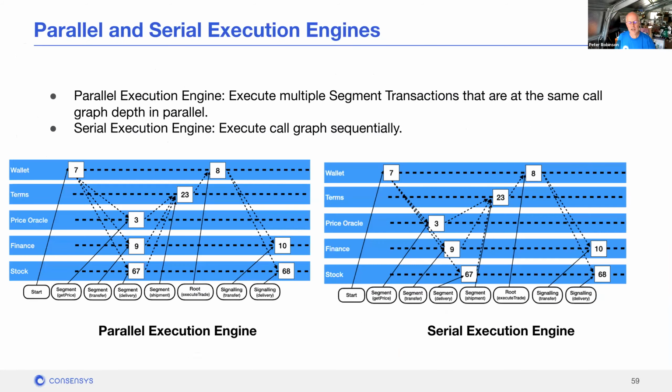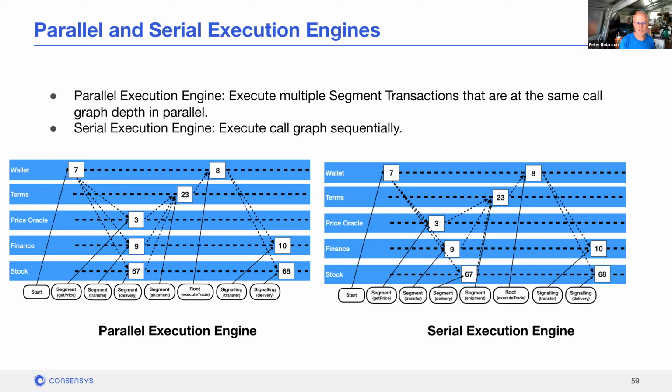So there are 2 execution engines that the implementation has. There's the serial and the parallel. So the parallel execution engine executes everything in parallel. And the serial one executes things essentially starting from the first call at the bottom of a call graph, and then executing essentially along the lines of how the code executes. So it's a safer way of executing.